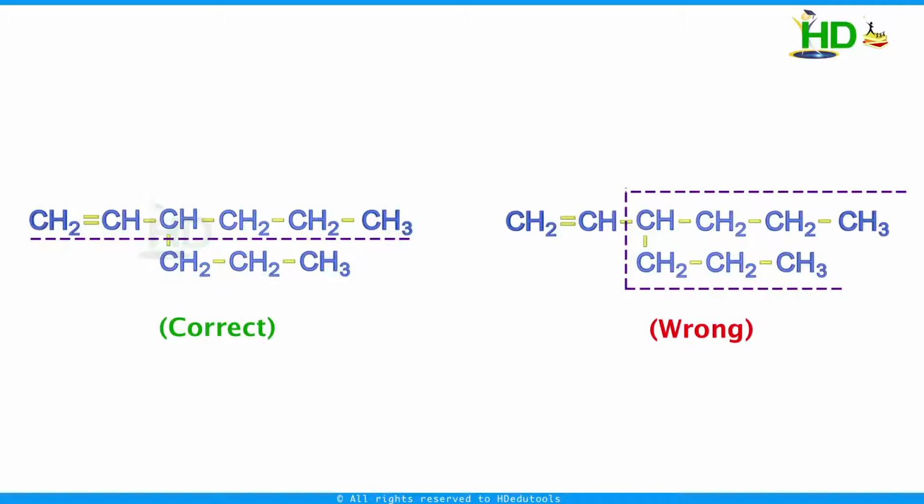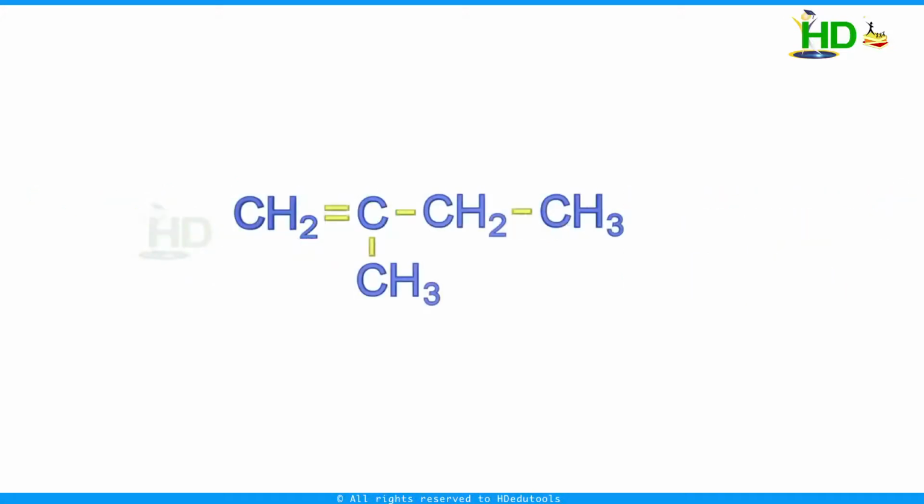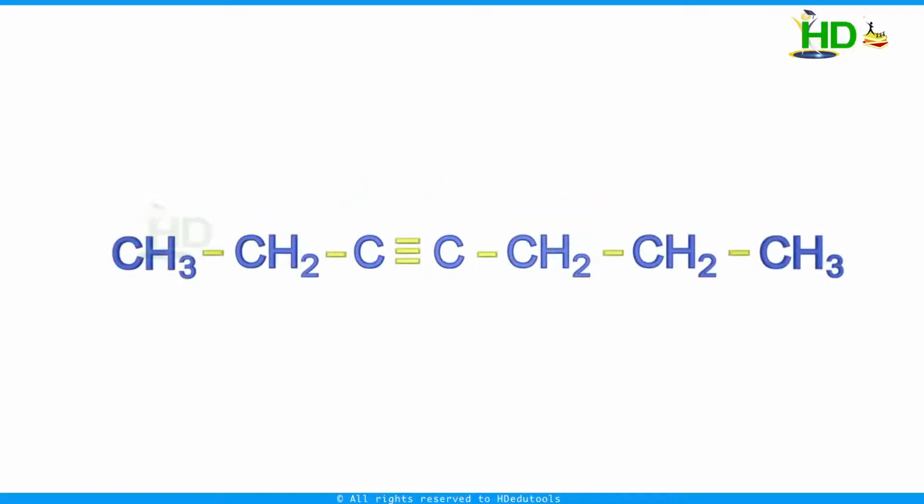The numbering of carbon atoms in the longest chain is done from the end of the chain from which the multiple bond is nearer. Now in this case, the multiple bond is nearer to this end. Therefore, you have to number from here, 1, 2, 3, 4, 5, 6. In this compound, the double bond is nearer to this end. Therefore, the numbering is 1, 2, 3, 4. Similarly, this multiple bond is nearer to this end. Therefore, the numbering is 1, 2, 3, 4, 5, 6, 7.